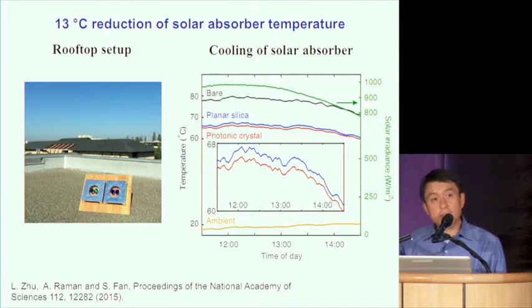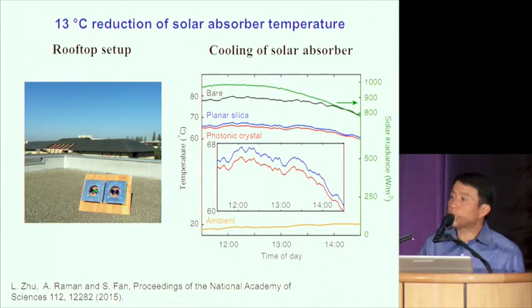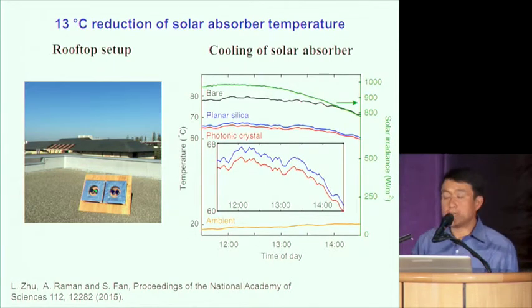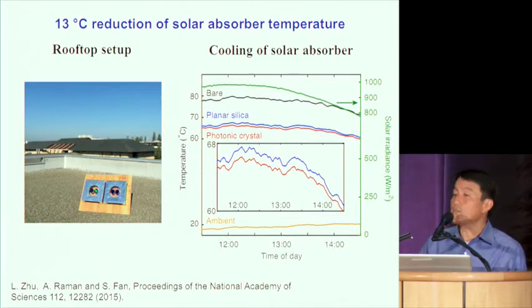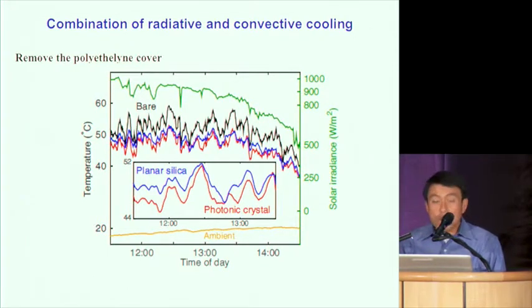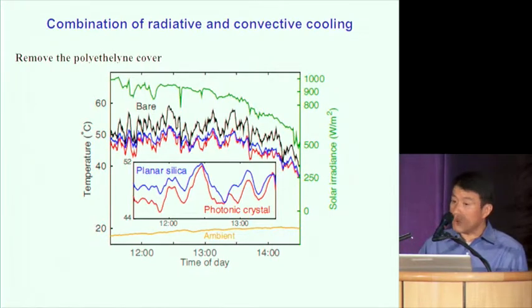On the other hand, in this particular case, because the sample temperature is higher than the ambient, one can actually combine radiative cooling with more conventional cooling, for example, convective cooling. So to demonstrate that, as a simple experiment, we just take off the polyethylene film as a cover. And as we do that, the temperature gets a lot more noisy because the wind blows through the sample, so the temperature fluctuates a lot more. But nevertheless, you still see very significant temperature reduction comparing the photonic crystal sample with the bare sample. In this case, the average is about 5 degrees Celsius.